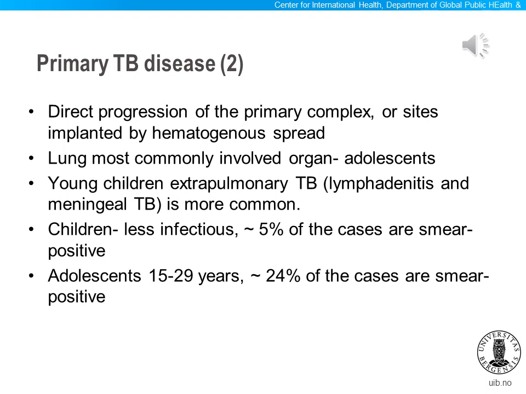The infectiousness of a person suffering from primary TB will differ depending on the age. In children between 0 to 14 years, more than 95% of the cases are smear negative. In persons between 15 to 30 years, 24% of the cases are smear positive.